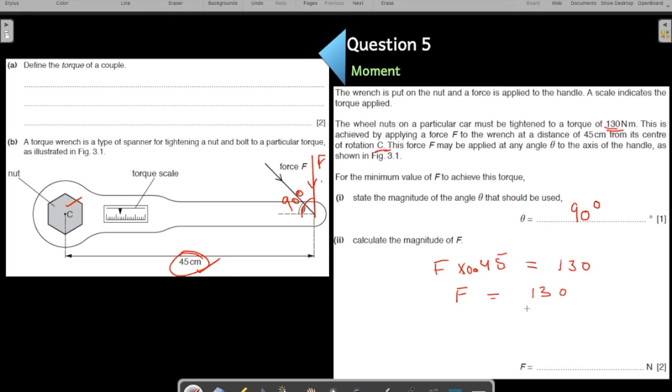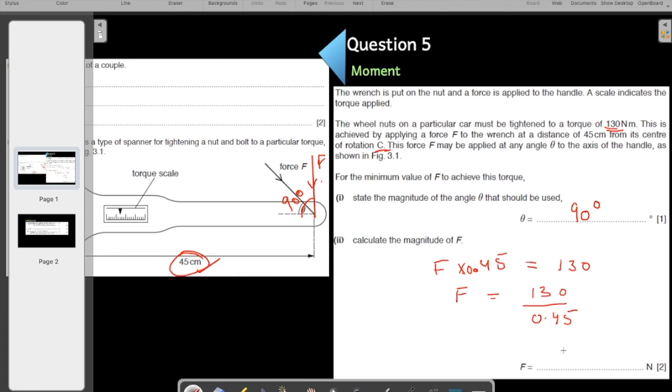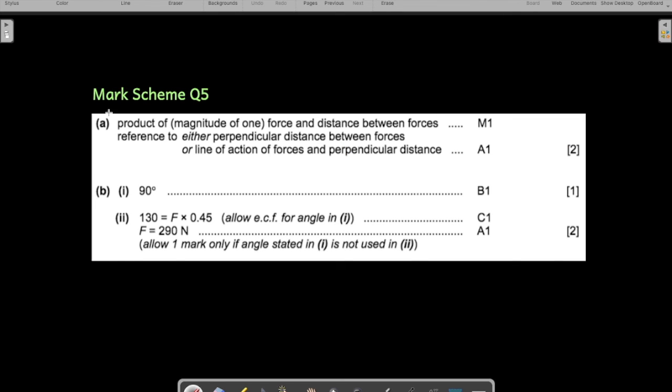So 130 over 0.45. Now I'll stop here because this is now work for you to do on your calculators because I'm not carrying any calculator. Work it out, pause the screen and see if your answer is tallying with the mark scheme. Yes, they have also done the same thing. 290 newtons. So your answer should be 290 newtons. I'll also show you the mark scheme, and I'll leave the screen open for a while as I talk here so that you can make a note.